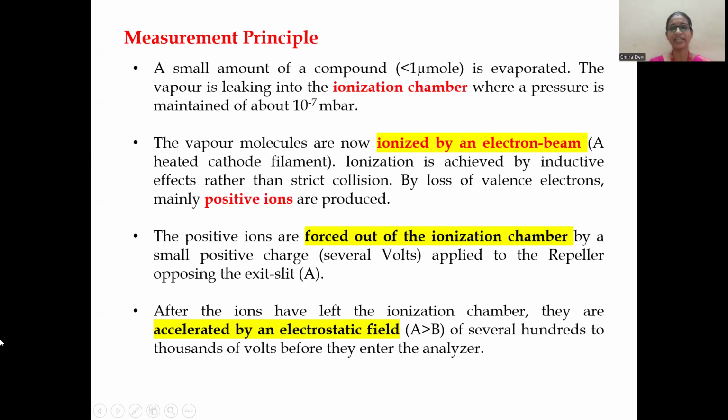Mostly the ionization is achieved by inductive effects, so we can get mostly positive ions. These positive ions are forced out of the ionization chamber, and then they go to the acceleration chamber, where with the help of an electrostatic field they are accelerated and get the same energy.